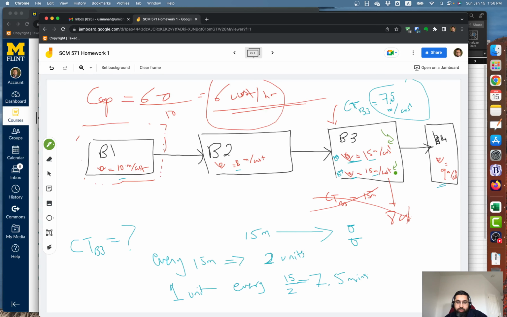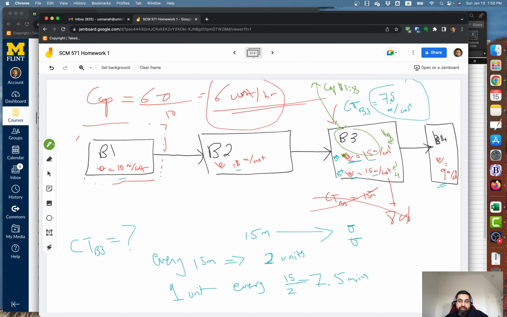Find the capacity of worker 2, which is 4 customers per hour. Because the two workers work in parallel, we add the capacities, and the capacity of step B3 is going to be 8. Okay, the capacity of B3 here will be 8. And so you could find capacity here, capacity here, capacity here, and you can identify the bottleneck as the one with the lowest capacity and do the same problem.